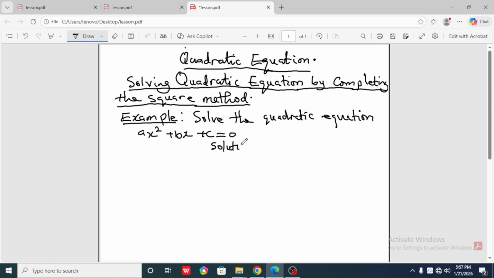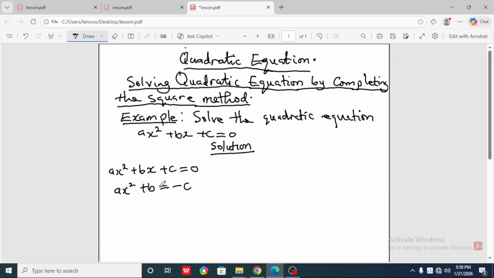Solution. So we want to solve ax square plus bx plus c equal to 0. The first step we are going to take is to move the constant, which is plus c, to the other side of the equation. So when we do that, we have ax square plus bx equal to, this is already 0, if we move this one there, it becomes minus c. 0 is insignificant, so I won't put it.